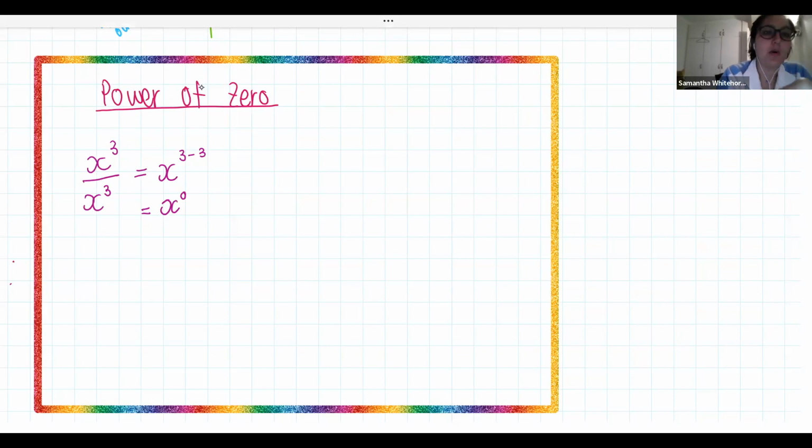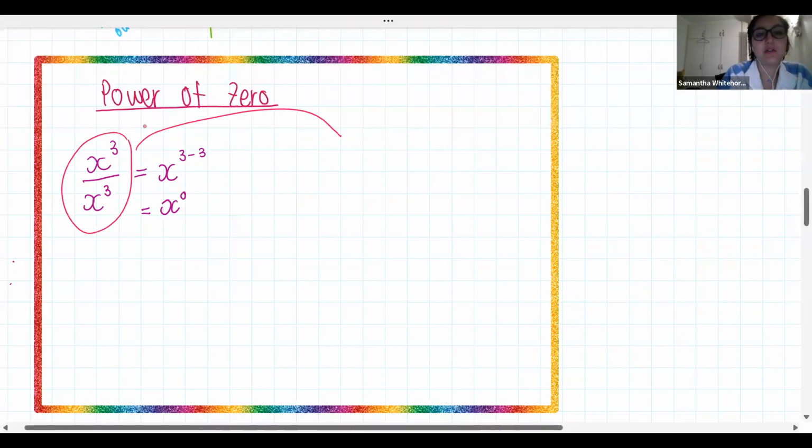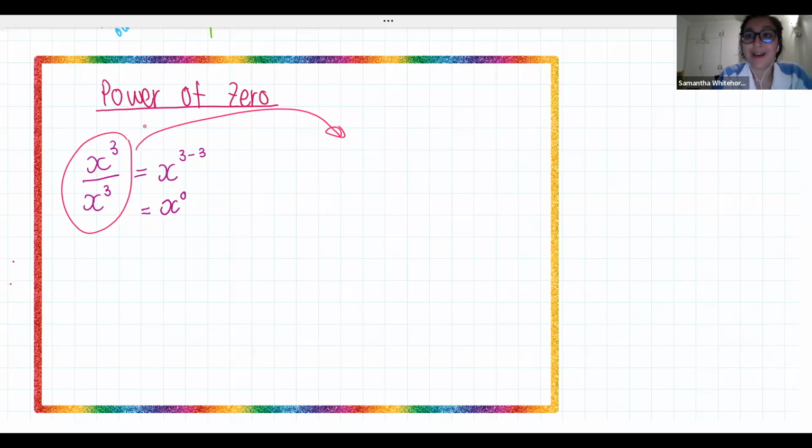So let's think about what we're actually doing here. If I take this over, I am dividing x to the power of 3 by itself. If I used a number and said 3 divided by 3, well, I know that's 1. If I said 7 divided by 7, I know that's 1. If I said negative 1,398 divided by negative 1,398, I get an answer of 1. So whenever we divide a value by itself, we get 1.